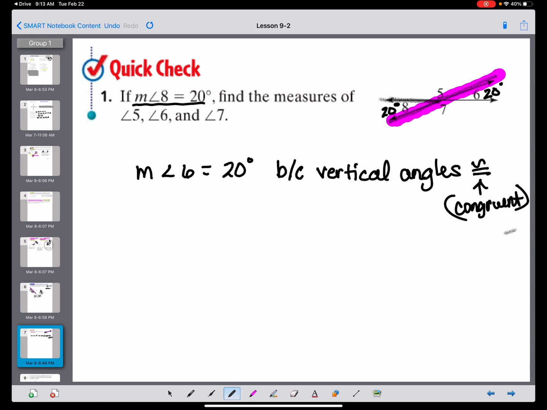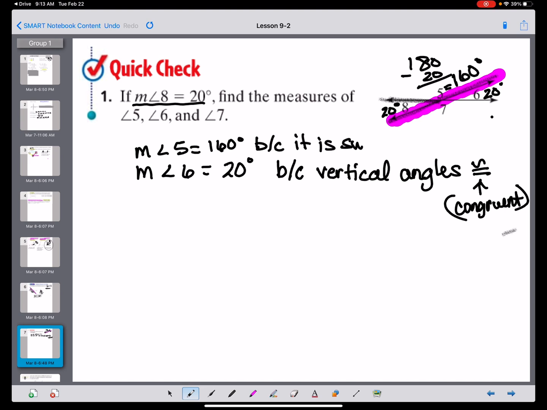If angle 8 is 20 degrees, then angle 5 must be 180 degrees minus 20 degrees, which gives me 160 degrees to make that a straight angle. So the measure of angle 5 is equal to 160 degrees. How do I know that? Because it is supplementary to angle 8. Now you don't have to write all the reasons right now. I just want you to see it so that you can follow my logic.